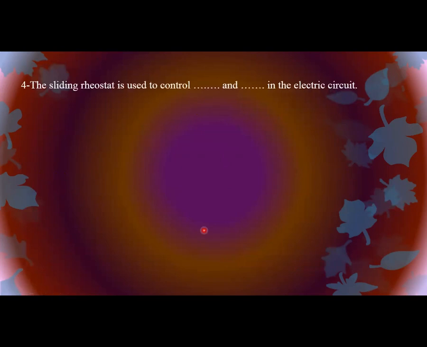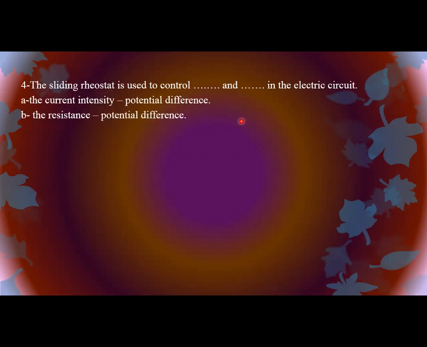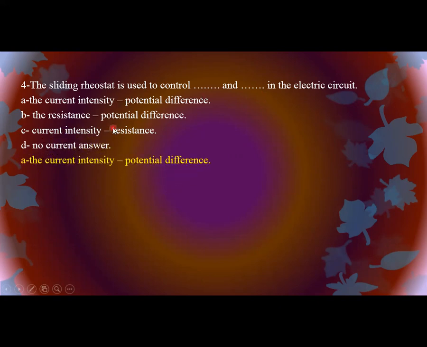Question number 4. The sliding rheostat used to control dot and dot in the electric circuit. خلي بالنا من النقطة دي. It is used to change the resistance. لكن control حاجتين تانيين. ايه هما؟ Current intensity, potential difference, resistance, potential difference, current intensity and resistance, ولا no correct answer. طبعا هنا correct answer، I'm sorry، no correct answer. دي طبعا هو to control الاثنين التانيين. أنا to change the resistance to control current intensity and potential difference.